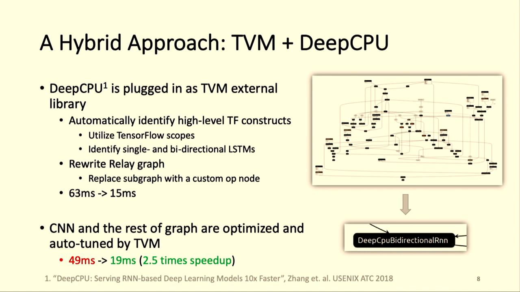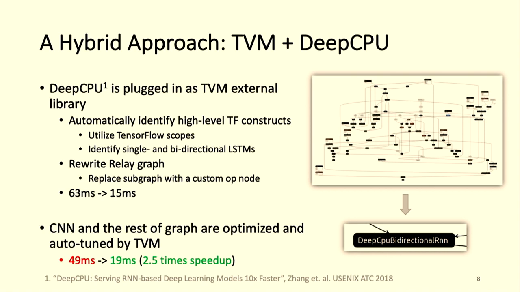In particular, we do this in 2 steps. In the first step, we do a kind of graph matching. We automatically identify the subgraphs that correspond to the LSTM using the TensorFlow scopes. Then we do a graph rewriting, essentially replacing the entire subgraph with a single node that corresponds to the custom ops supported by Deep CPU. And with this optimization, we were able to reduce the RNN part of the execution time from 63 milliseconds to 15 milliseconds.